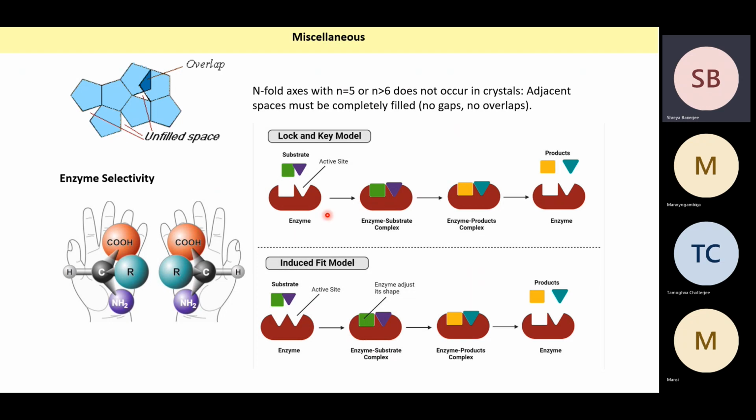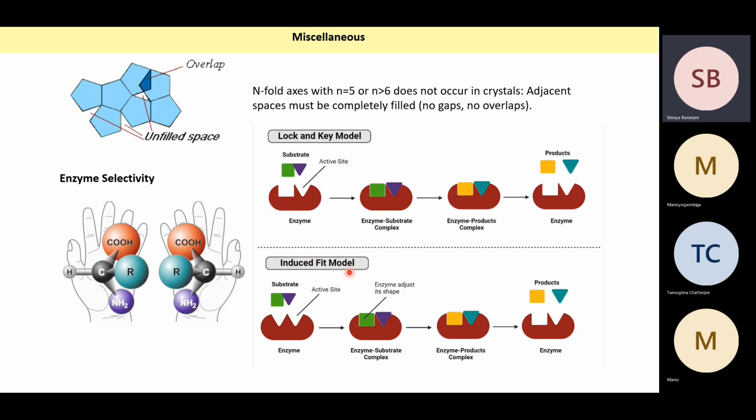And this selectivity is enabled by this chirality. So the chiral molecules at the enzyme active site can only interact with the specific chiral substrate. And once it forms the enzyme substrate complex, it can undergo the catalysis reaction and the products will be released.